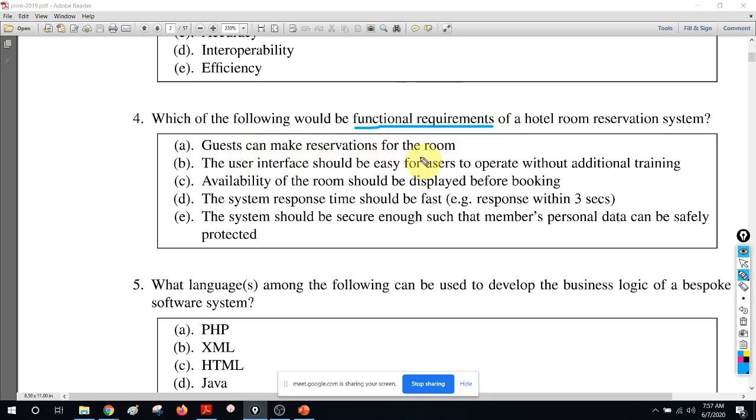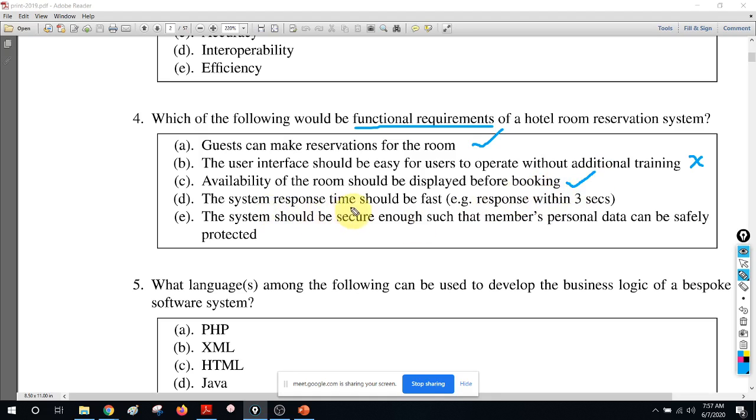Guests can make reservation for the room. Of course, it's functionality. The user interface should be easy for users to operate. No, that is a non-functional requirement called usability. Availability of the room should be displayed before booking. Right, so is it a functional requirement? I think yes, right? So that is a functionality we need. Whether it's available or not, it has to be shown. I will take it as a functional requirement.